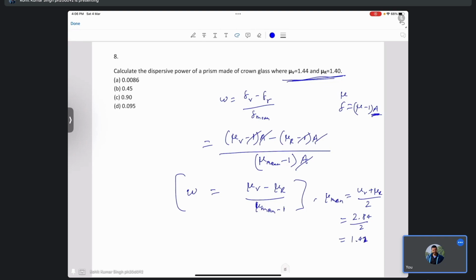Okay, so let's put everything here. The dispersive power will be 1.44 minus 1.40 divided by 1.42 minus 1. So this will be 0.42. Okay, and if you calculate it, it will be something around 0.05.